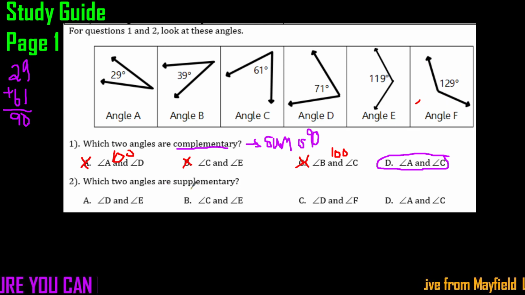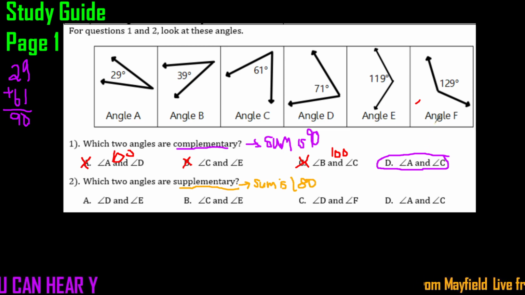And again, that means what? Well, supplementary means their sum is 180. So make sure you're seeing those two ideas. Again, complementary is 90 degrees, while supplementary is 180. So we know that one of the angles has to be obtuse, meaning greater than 90, and one of them has to be acute. So we're looking for at least one of these two angles.